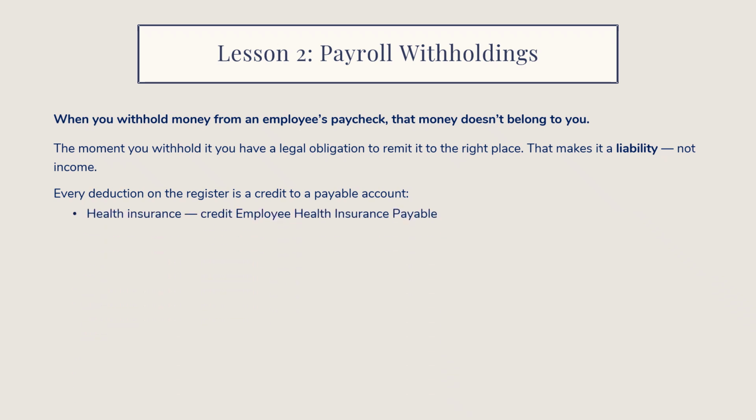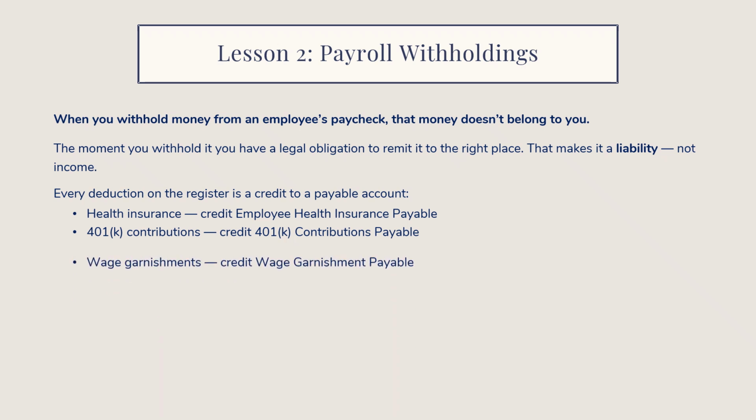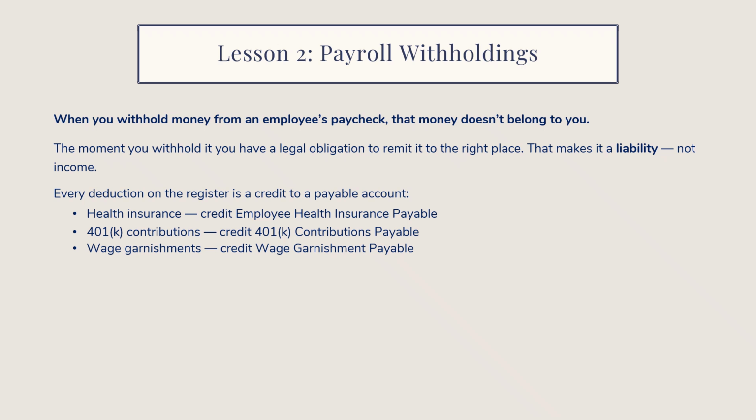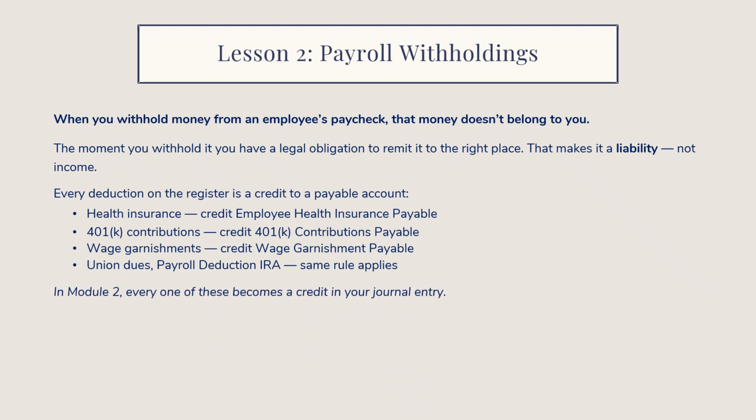Health insurance, you credit employee health insurance payable. If you have 401k contributions you withheld, then you credit 401k contributions payable. Wage garnishments, you would credit wage garnishment payable. Union dues, payroll deduction for an IRA, same rules apply. In Module 2, every one of these becomes a credit in your journal entry.